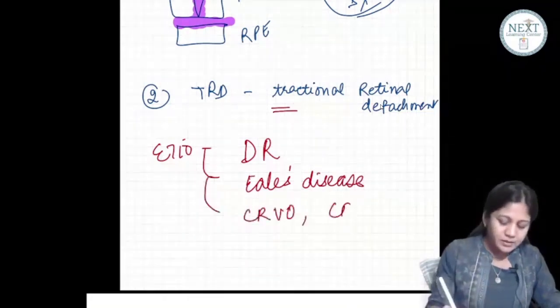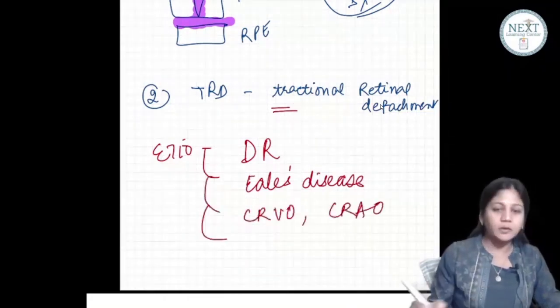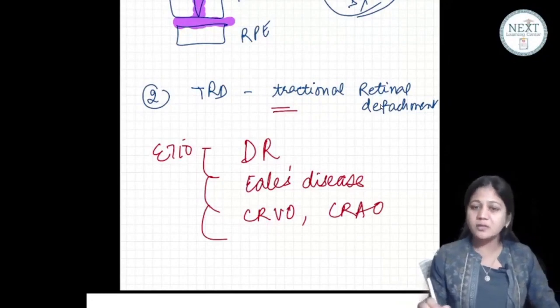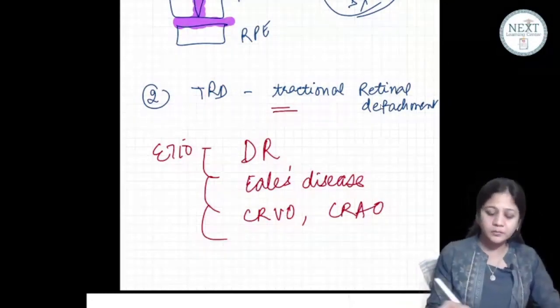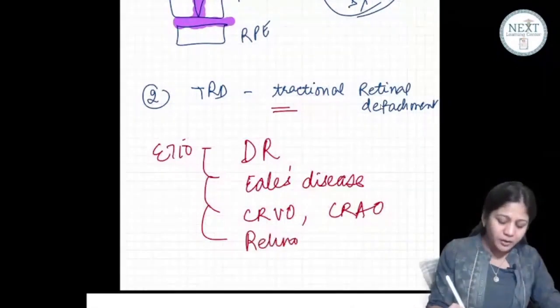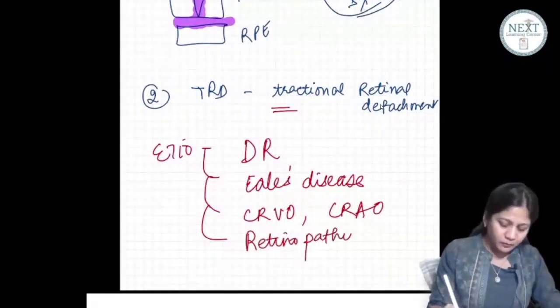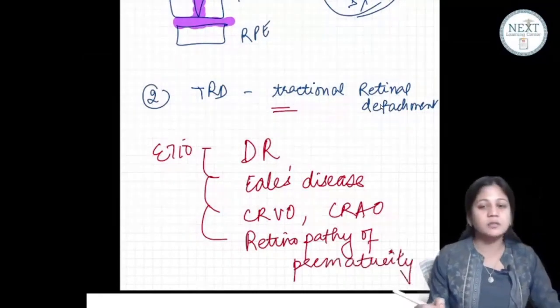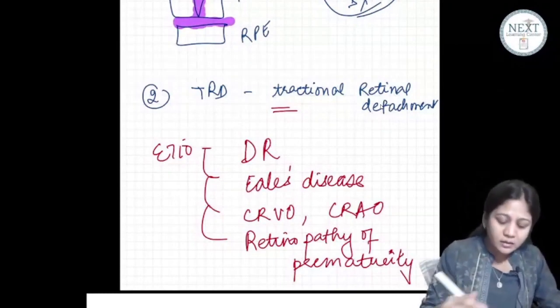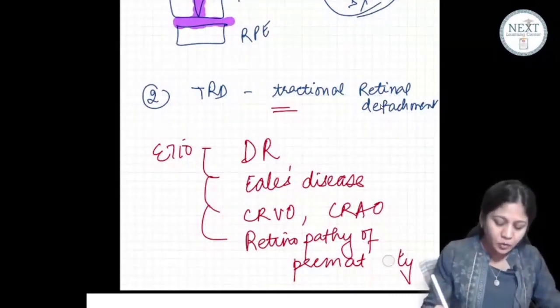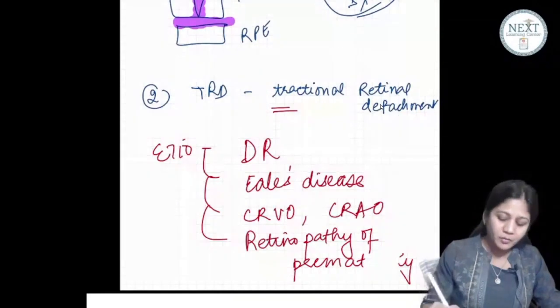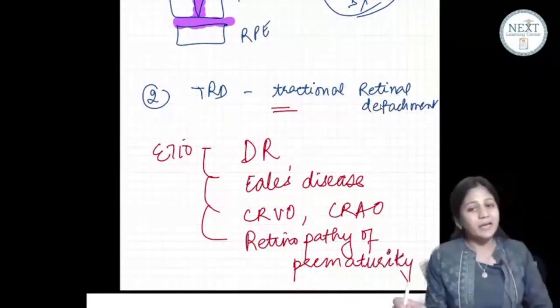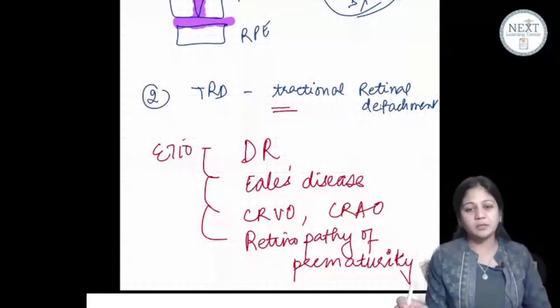CRVO, CRAO, central retinal venous occlusion, central retinal arterial occlusion, retinopathy of prematurity. Okay, so all the vascular conditions of retina, you will have the VEGF formation and you can have the tractional type of retinal detachment.